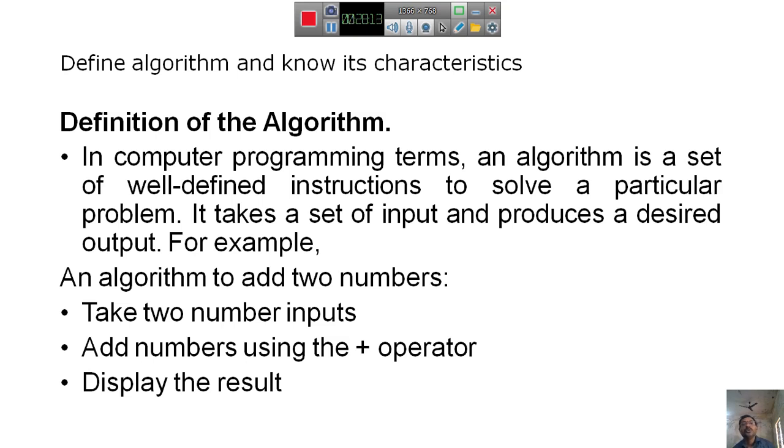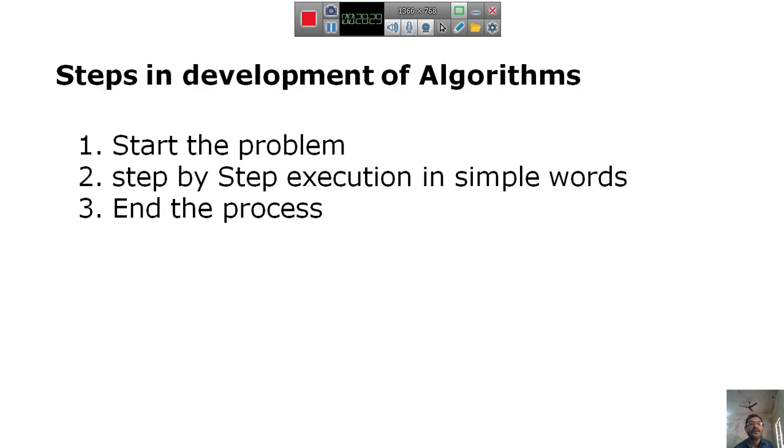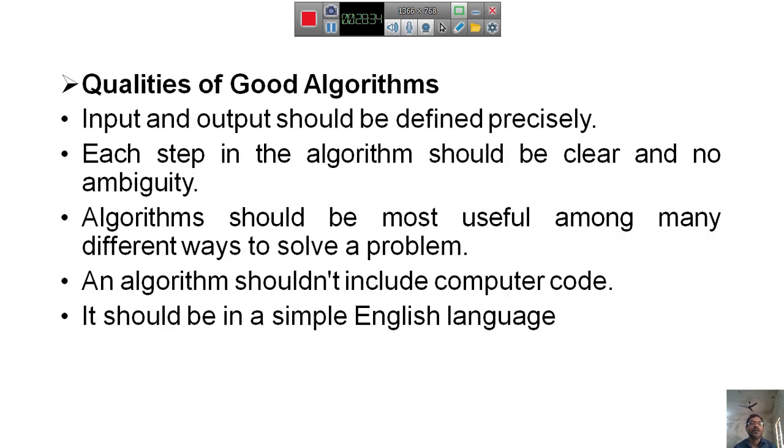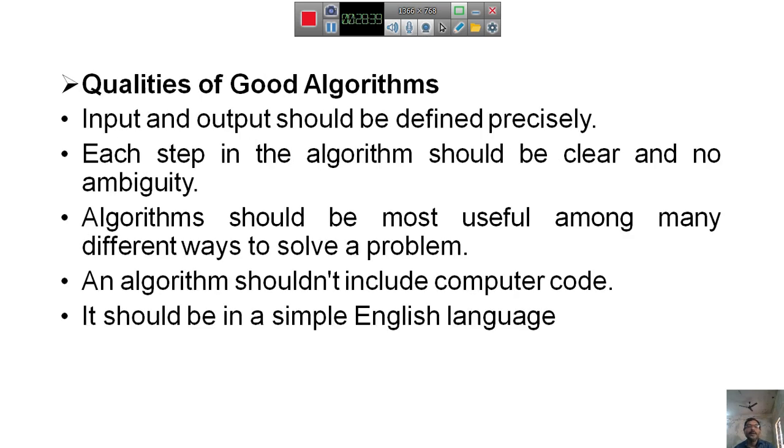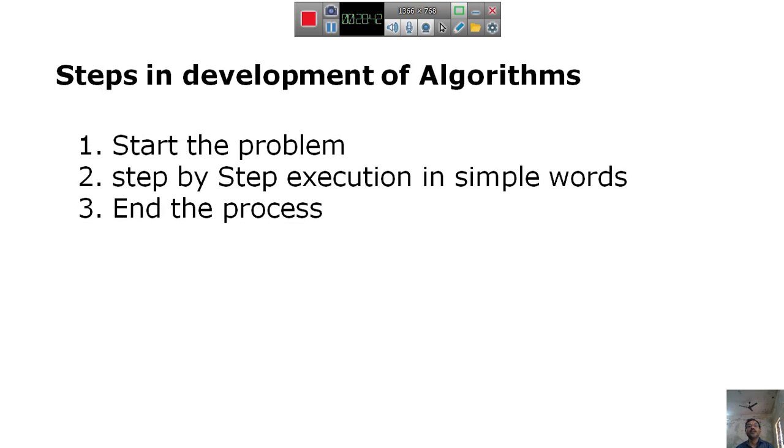So that is the characteristics of the algorithm. An algorithm always starts with start and ends with end. So these are the steps involved in development of algorithms: start the problem, step-by-step execution in simple words, end the process.